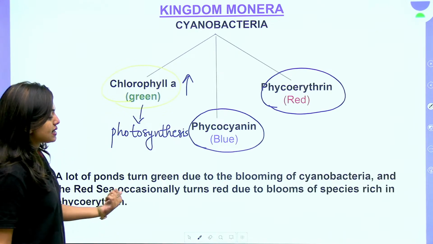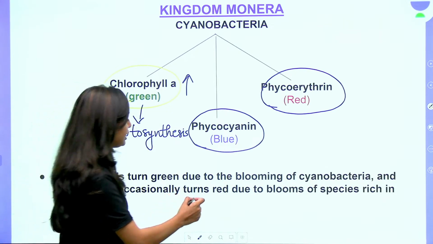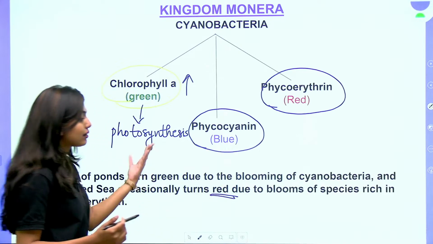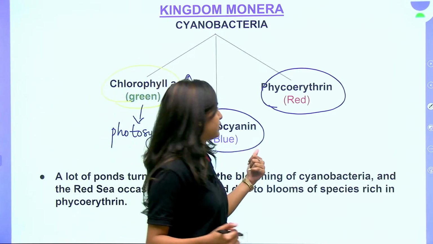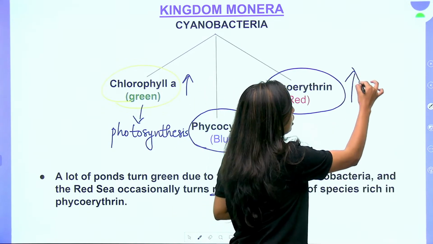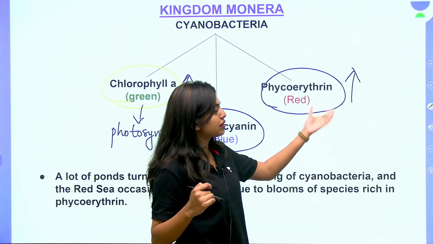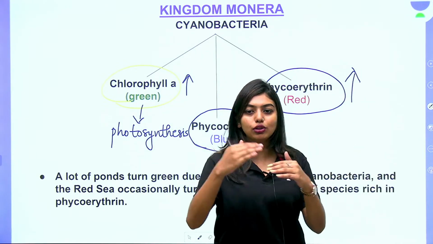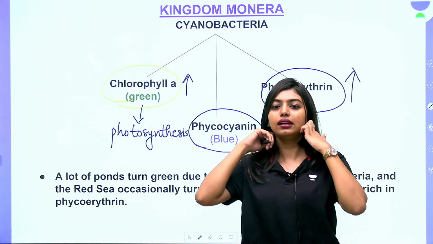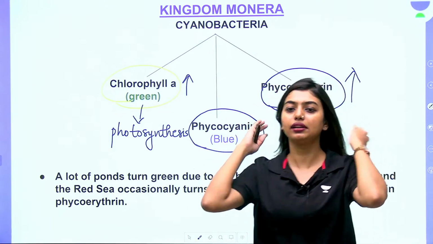Occasionally you can see red color in the sea. That is because of the presence of phycoerythrin. The pigment phycoerythrin will be more in number, which will cause a red sea. It will look like a red sea.